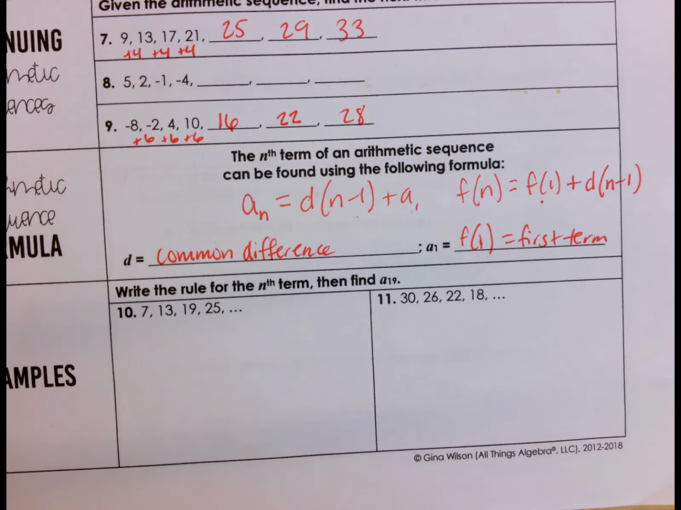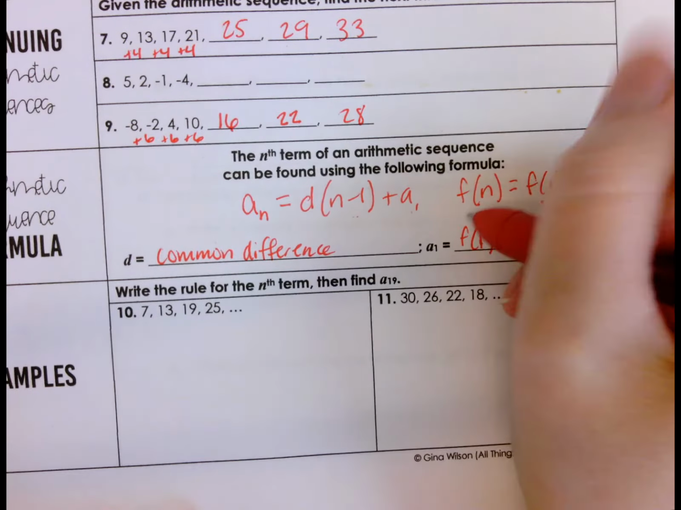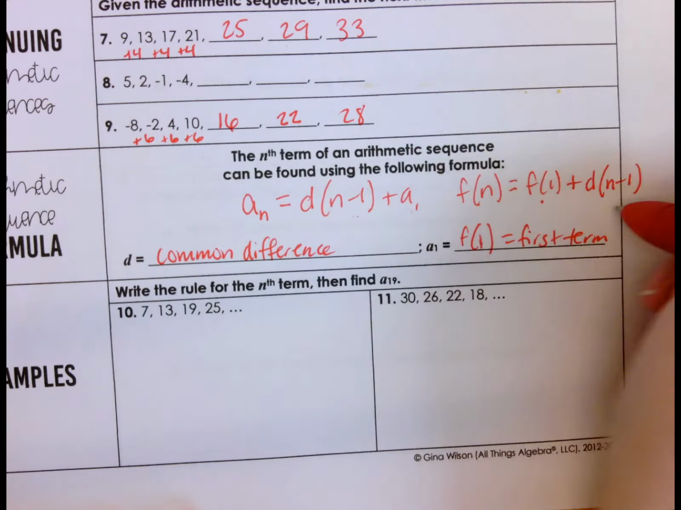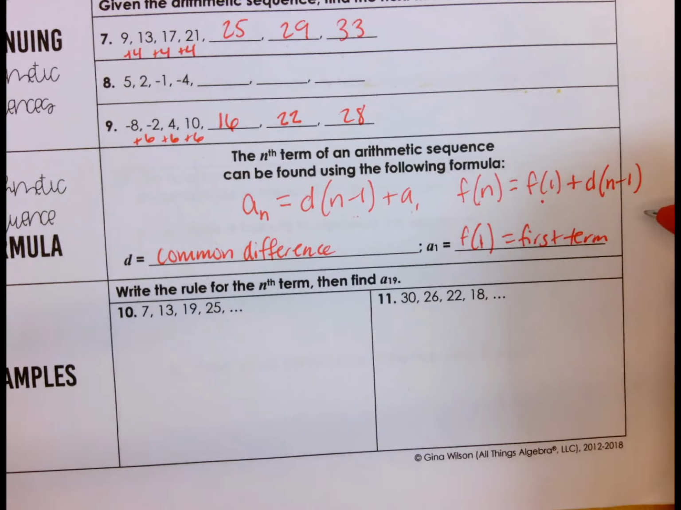Okay, so I'm going to go ahead and work through these problems. Now I'm going to be using this original formula, the one that we are most familiar with, using the f of n rather than the a sub 1, okay? But just remember that that's all information that it's interchangeable.